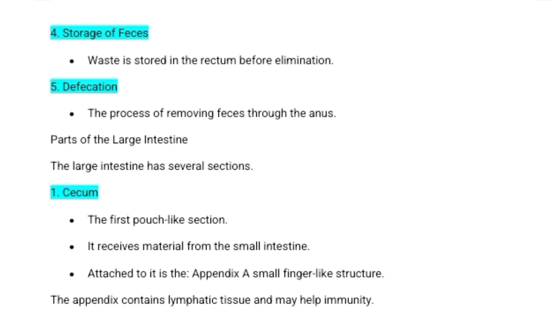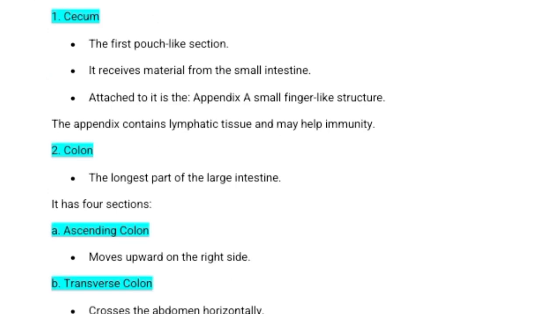Parts of the large intestine. The large intestine has several sections. 1. Cecum. The first pouch-like section. It receives material from the small intestine. Attached to it is the appendix, a small finger-like structure. The appendix contains lymphatic tissue and may help immunity.